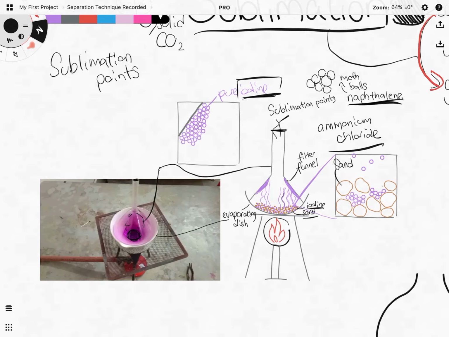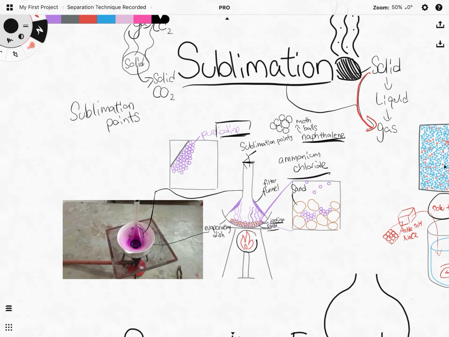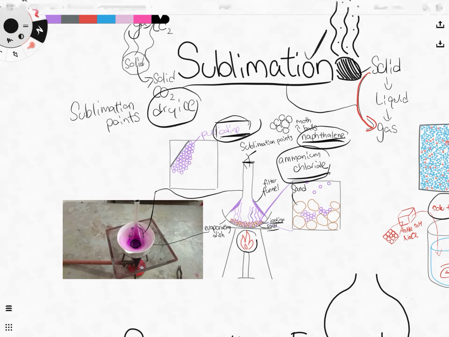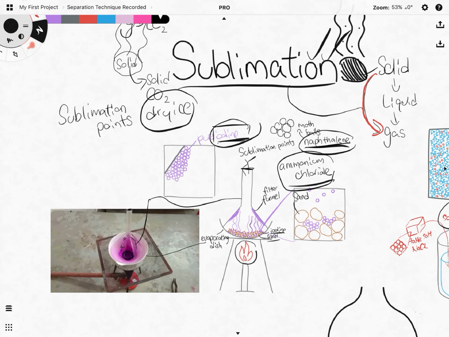If you ever see the solid dry ice, if you ever see iodine, if you ever see naphthalene, if you ever see ammonium chloride, then you can make use of the process of sublimation. Okay, and that's all for sublimation.